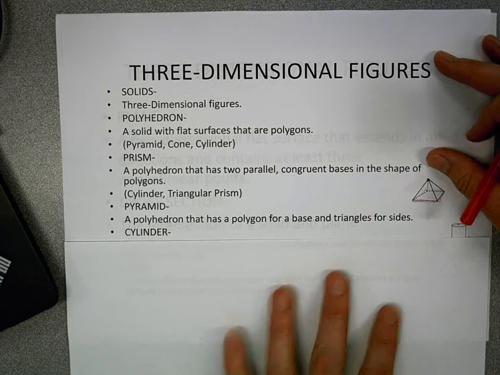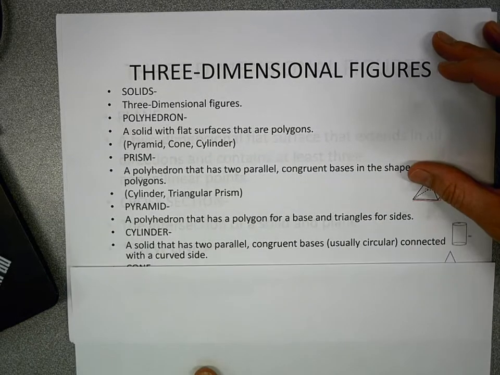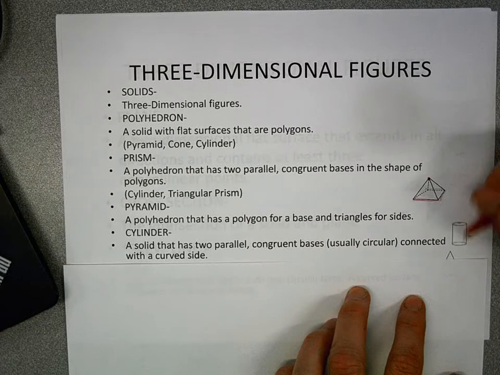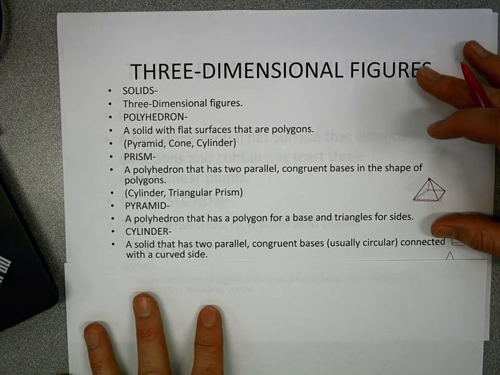Now we have a cylinder, everyone? Cylinder. So a cylinder is a solid that has two parallel congruent bases, usually circular, connected with a curved side. I was joking with my other class today. I said, well, we could almost call it a circular prism, even though it's not, because the bases are circles, but they give it a special name called a cylinder. So the congruent bases are circles, and it creates the curved side.